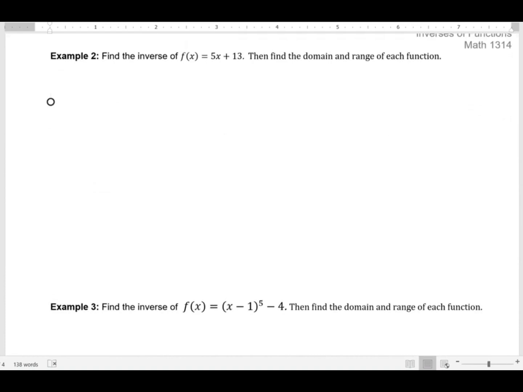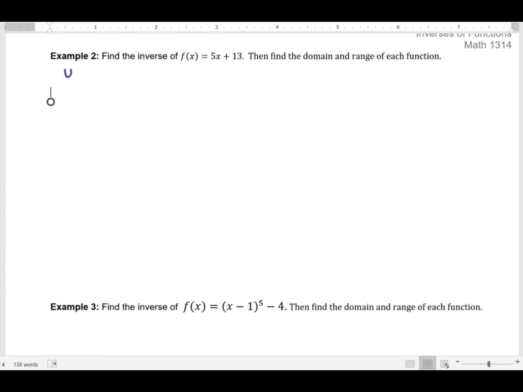We're given f of x is equal to 5x plus 13. This is a linear function, the y equals mx plus b. It's a polynomial, which means that we already know the domain of this guy, but that's all right. Let's go ahead and work this out, and then we'll talk about it.